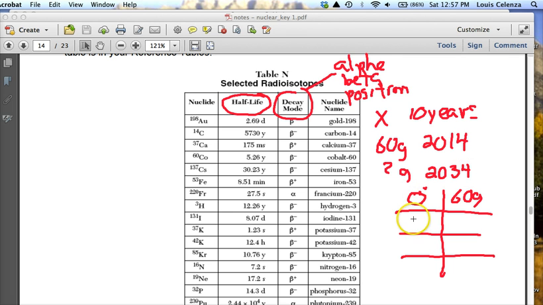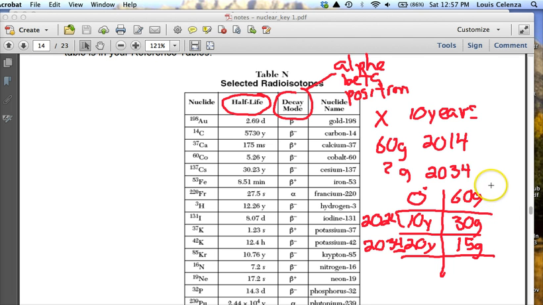Well, after one half-life, which is 10 years, right? That'll be 10 years. That'll be 2024. I'm only going to have 30 grams left. After another 10 years, it'll be 20 years, and that would be 2034, which is what I'm looking for. I would have only 15 grams left. And that's in essence what you have to be able to do here.